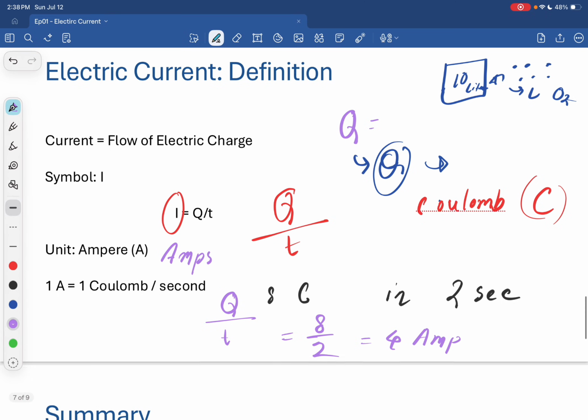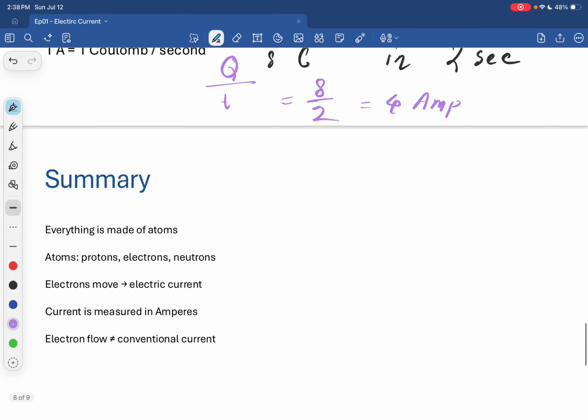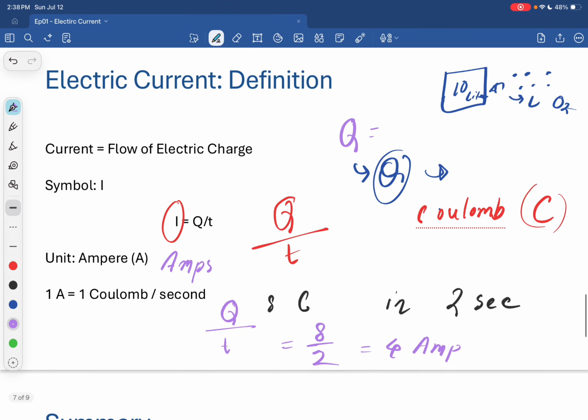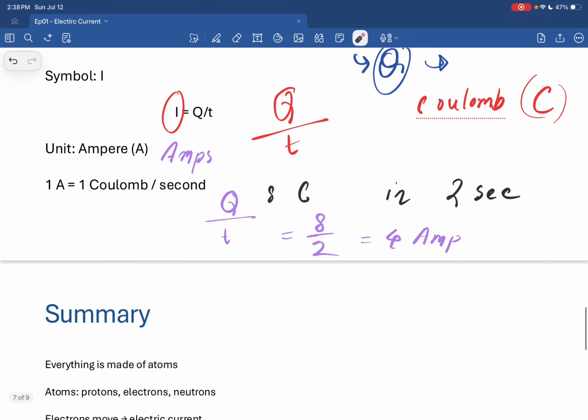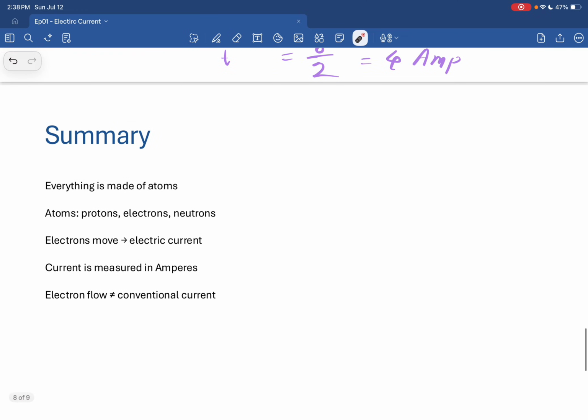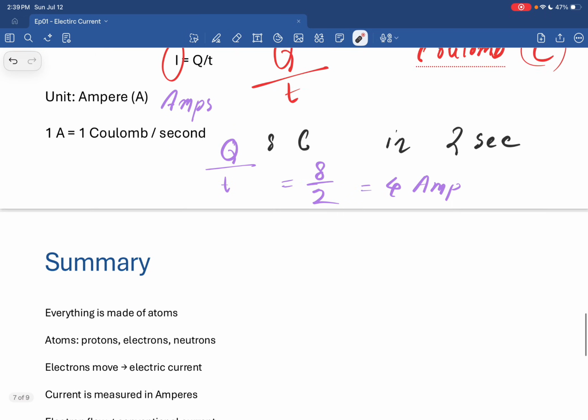Yeah, and that's basically all. We have learned what electric current is, how it works, what charge is, how we measure it with coulombs, and time with T, and then electric current. So right now you should have a basic understanding of what electric current is.